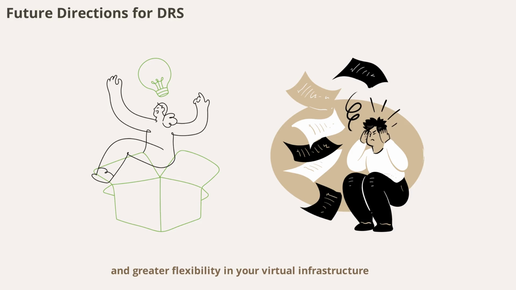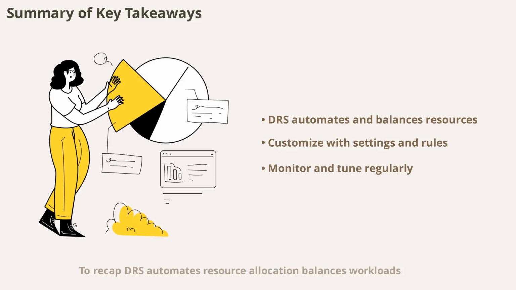To recap, DRS automates resource allocation, balances workloads, and adapts to changing demands in real time. By leveraging its features, automation levels, aggression settings, overrides, rules, reservations, limits, and shares, you can tailor DRS to your unique environment. Regular monitoring and tuning ensure your cluster remains healthy and efficient.